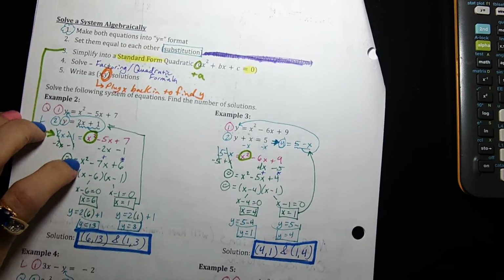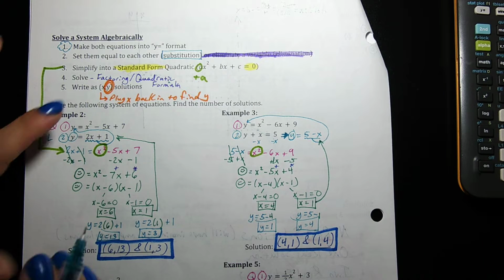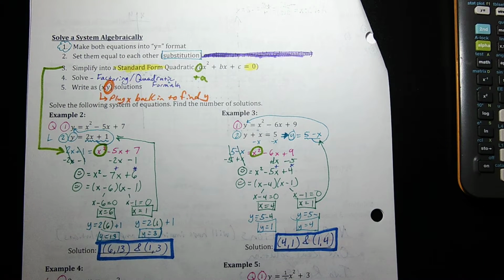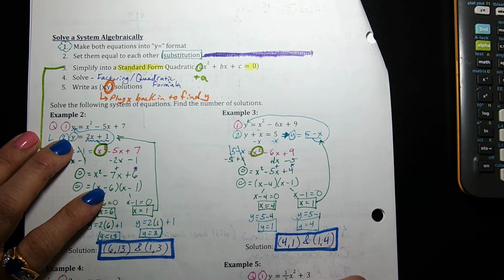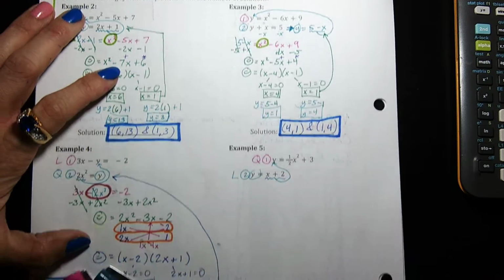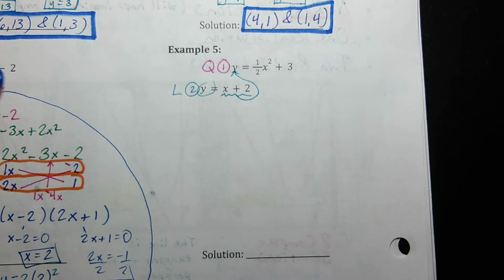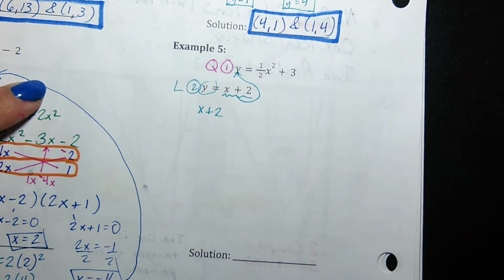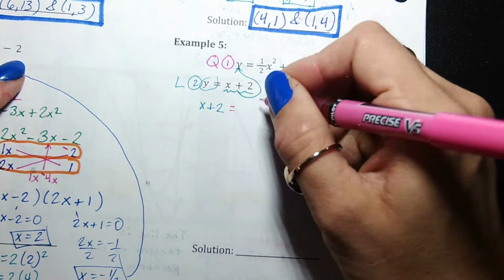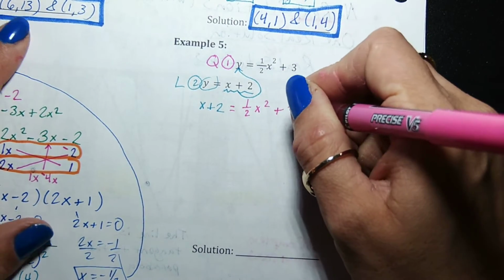So it says to make both equations in the y equals format. You can do that for both if you want, but usually one's already going to be set up as a y equals so that you can take that equals stuff and plug it in for y in the other equation. So that's what we're going to be doing on this first one, is just straight up substitution. There we go. So x plus 2 in for the y is equal to 1/2 x squared plus 3.